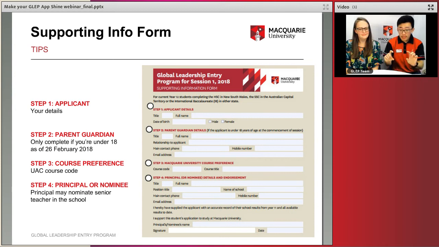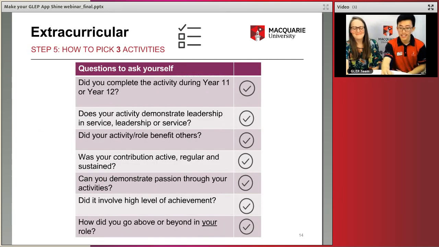And then at the bottom of the form, which is not shown here, is a declaration, which would be, again, to sign off for a parent or guardian, and again, a digital signature is fine. So having gone through these first initial steps, then we move on to the extracurricular side of things, which I will go through in more detail.